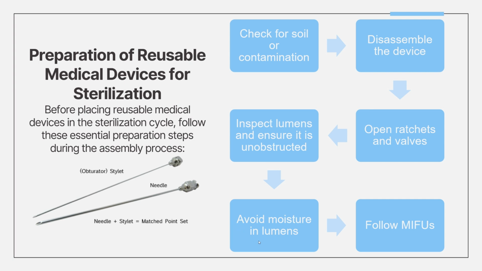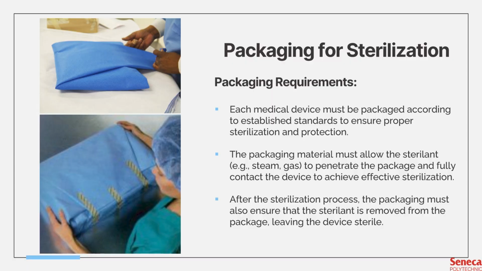So you also have to avoid adding moisture inside lumens before sterilization, as it can also interfere with the process. And of course, always follow the MIFUs for device-specific prep steps. So, packaging for sterilization. I know it feels like we're just beating a dead horse constantly here, but this is because I want to put emphasis on the importance of packaging. So if pre-cleaning is the most important step before decontamination, for example, you would say packaging is the most important step in assembly.